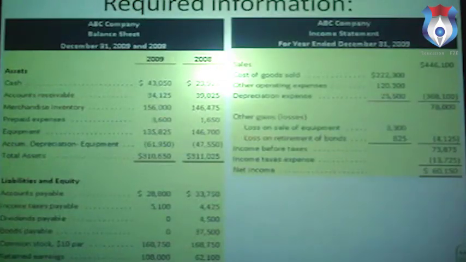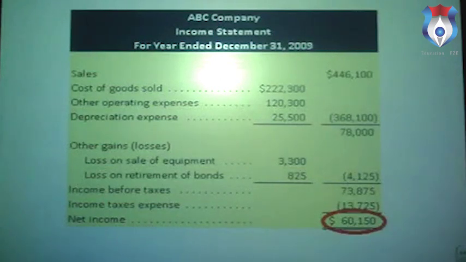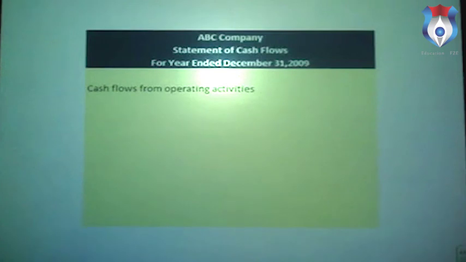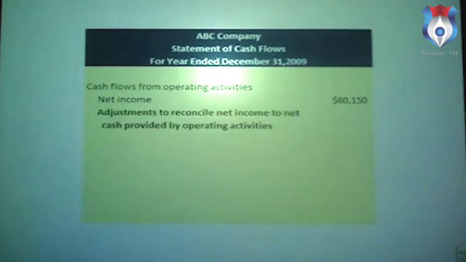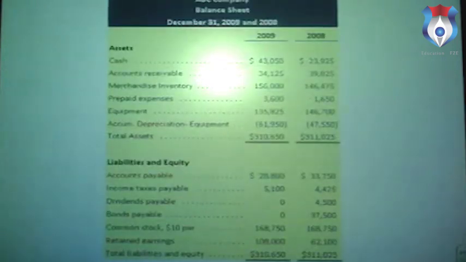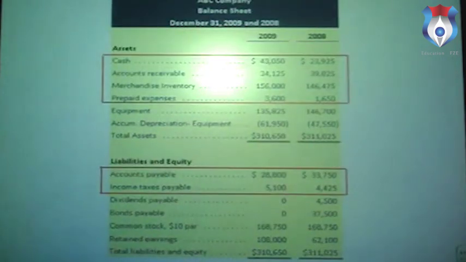In order to prepare a statement of cash flow, you need to have a prepared balance sheet and income statement. During our demonstration, we will be using financials from ABC Company. Beginning with our income statement, we need to identify our net income. Going to the statement of cash flow, we have now recognized net income. Adjustments to net income need to be made from operating activities. These activities can be found from current assets and current liabilities on the balance sheet.